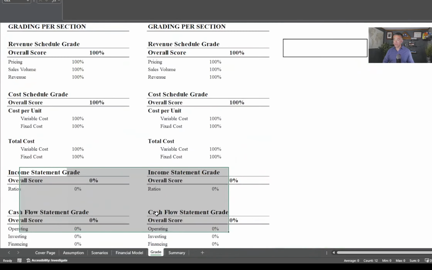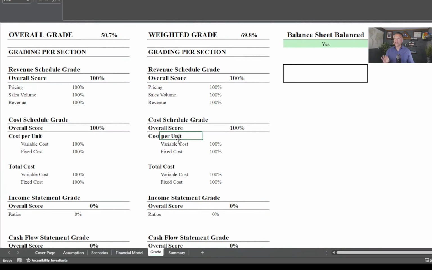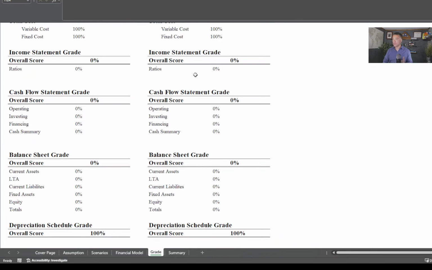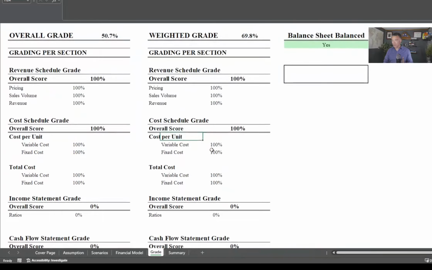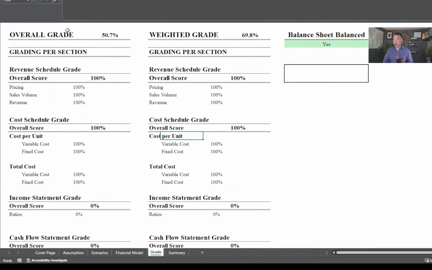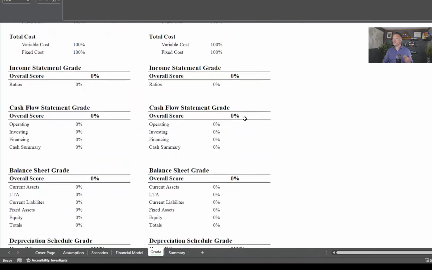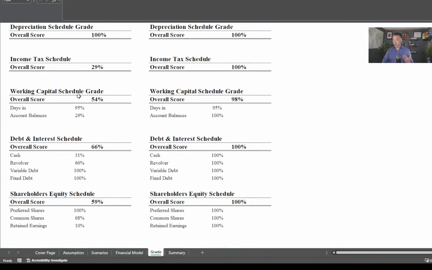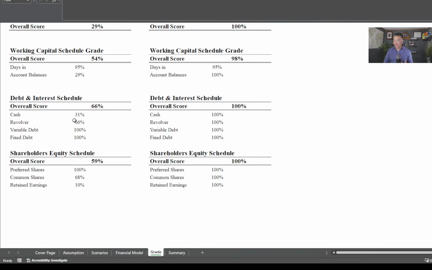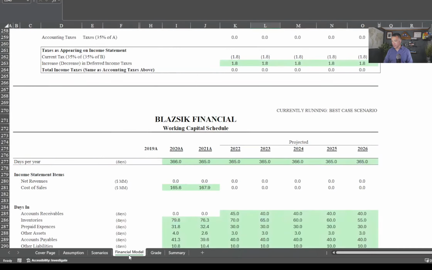Let's look at the grade. I always recommend my students to go to the grade to look at how well you are doing in this, and then also you can see how it's connected. So what we have here, the income, cash flow, balance have zeros. We have not completed it. And the overall grade is going to be, are the numbers correct? And the weighted grade, did you do it correct? As you can see, the working capital, the income statement, equity, and debt are all affected by not having the income statement and the cash flow statement complete. So let's get to it.